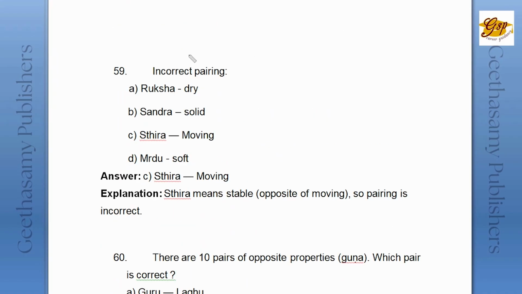59th question. Find the incorrect pair. Ruksha, dry. Sandra, solid. Sthira, moving. Mridu, soft. Sthira means stable, not moving, so that pairing is wrong.